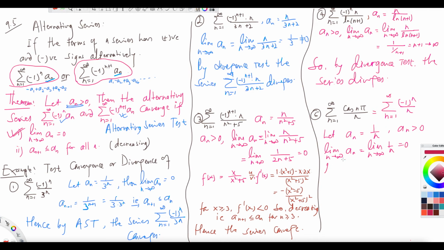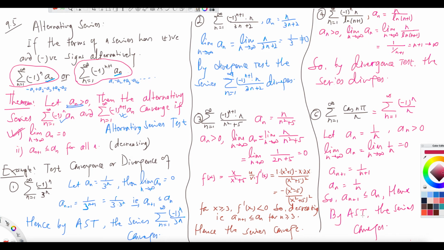Next we want to check if that is decreasing, right? Do you agree with that? So what is a_{n+1}? a_{n+1} is 1 over n plus 1. And what is a_n? a_n is 1 over n. Which one is bigger? The smaller denominator has the bigger fraction, right? So a_{n+1} is less than or equal to a_n. Okay, hence all the conditions are satisfied, right? By the alternating series test, the series converges.